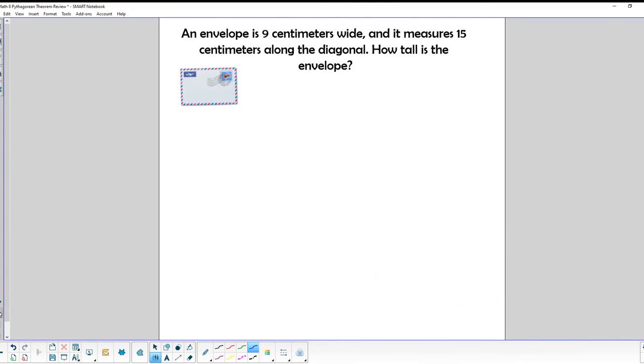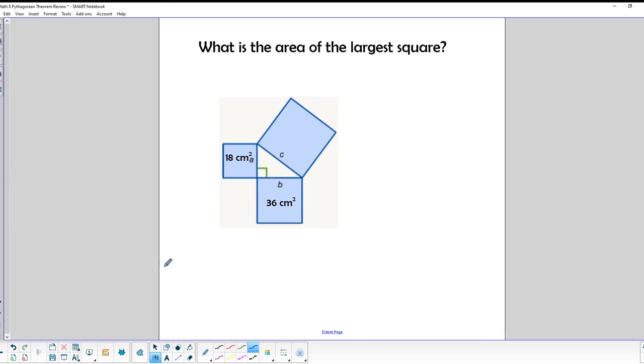And then we went on to show you a number of others. For example, what's the diagonal of an envelope? We also mentioned a couple of these. These are kind of trick questions. We said, how big is this big square right up here? And all you had to do was add together 18 plus 36. And in that case, you'd get 54 centimeters squared. And that's just a kind of a definition of the Pythagorean theorem with a picture. All right, well, good luck on today's review, and we'll talk to you later.